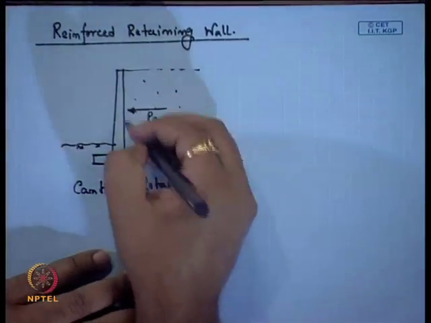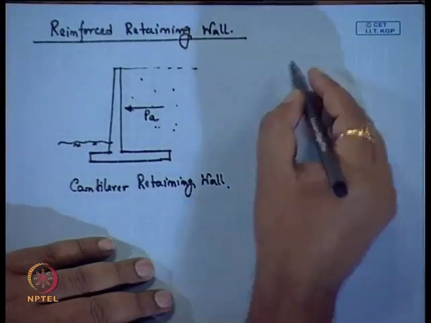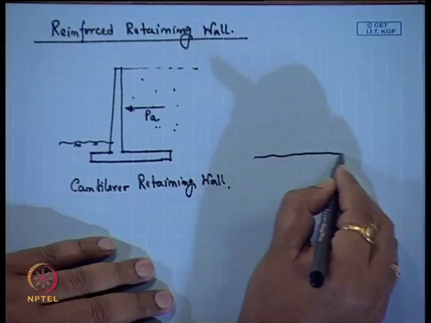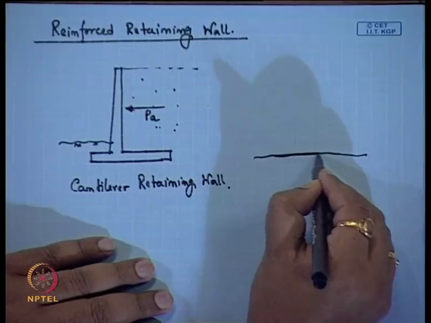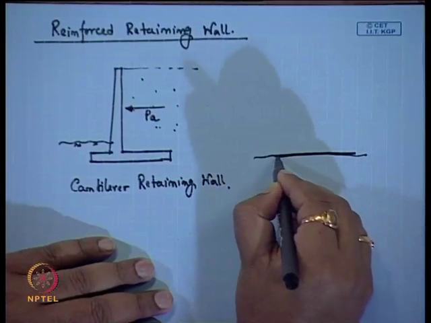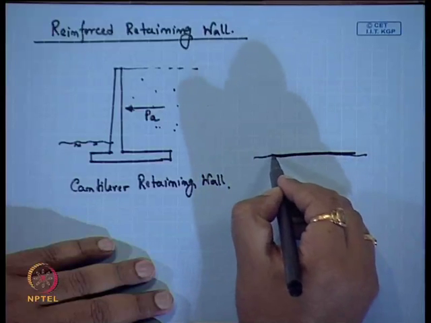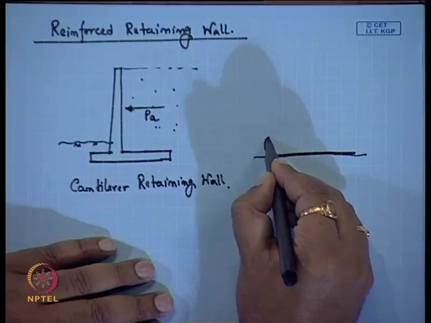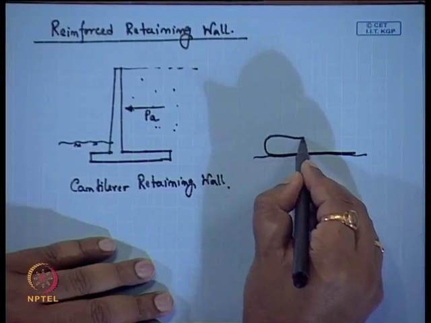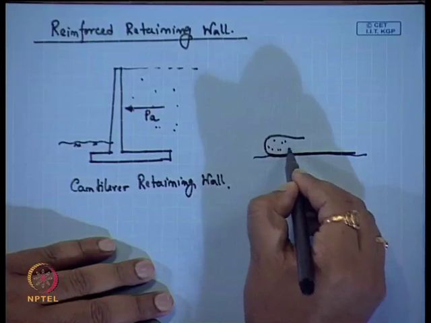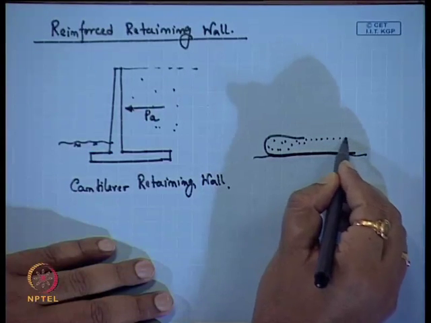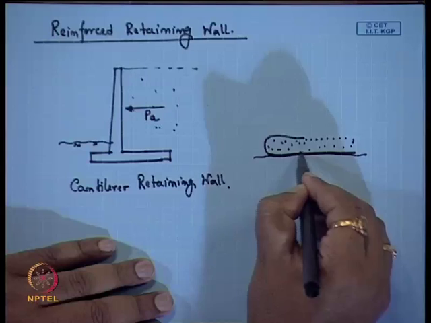Similarly, we can construct these things by using reinforcement. Suppose this is our existing ground, then we place the reinforcement layer here, then fold the reinforcement layer and place the soil inside this reinforcement layer.